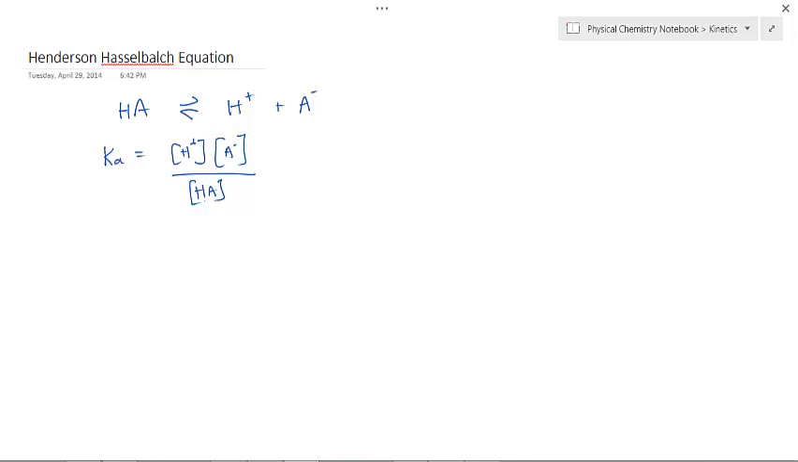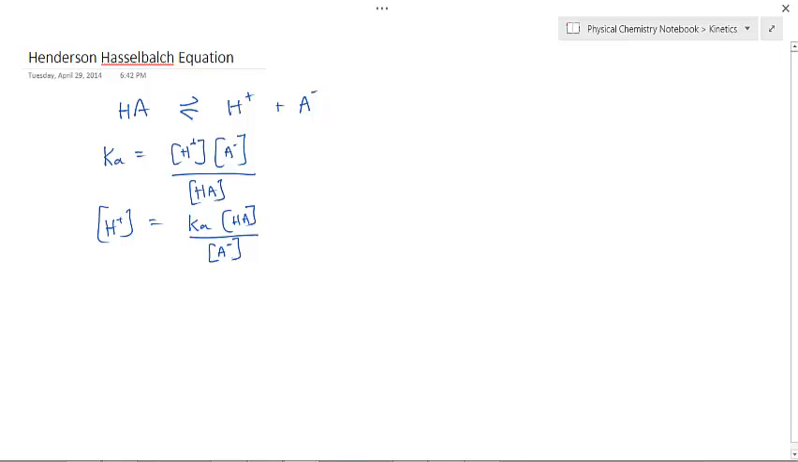If I rearrange this equation a little bit and try to get the H plus by itself, let's put H plus by itself. To do that, I have to multiply the Ka by HA. So let's say Ka multiplied by the acid, and then divided by the conjugate base. So that's just rearranging that equation to have the H plus on one side.